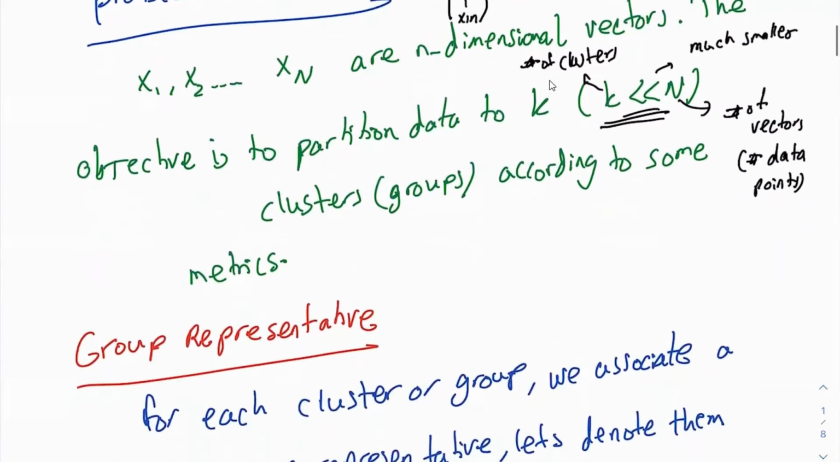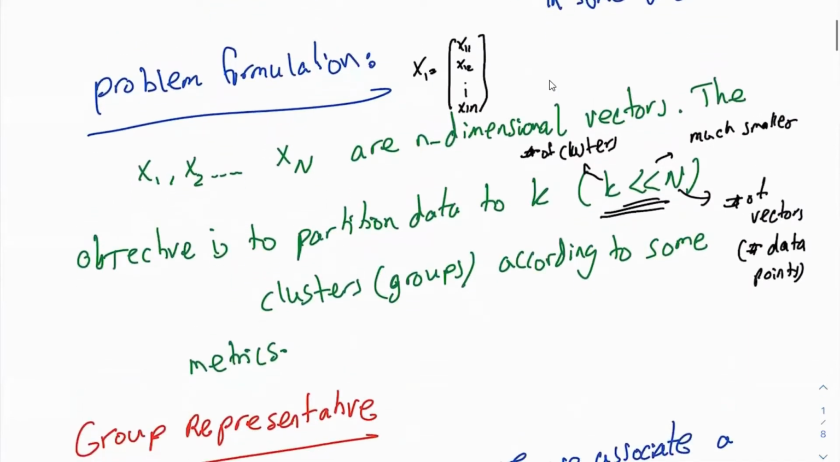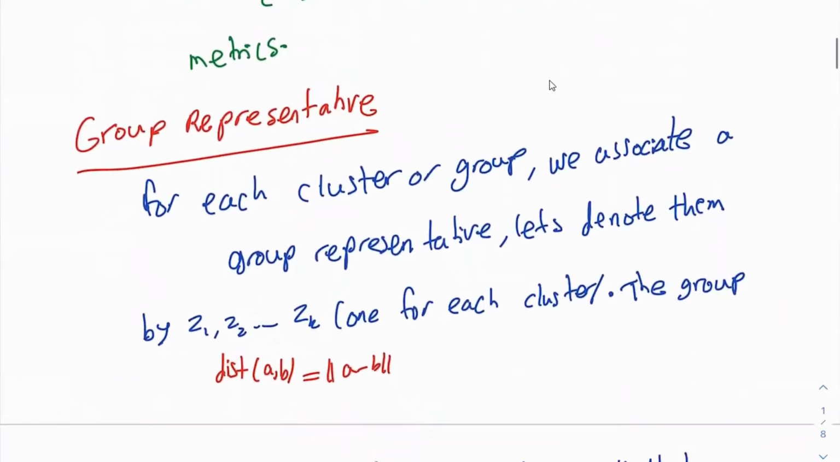Okay, now in order to better understand clustering, we are going to discuss some terminology, right? The first terminology that I'm going to discuss is group representative. For each cluster or group, we associate a group representative. For example, here I will call them Z1, Z2 to Zk. Why k of them? Because we have k clusters, right? Each cluster has one group representative. Z1, let's say, is a representative for cluster 1, Z2 is a representative for cluster 2, and Zk is a representative for cluster k. Good.